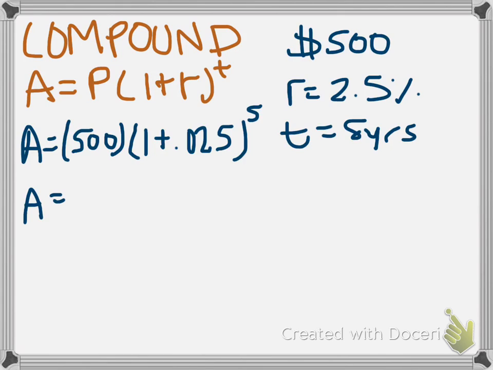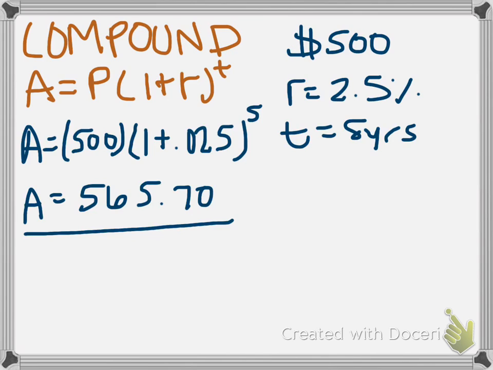Now, you better definitely be using a calculator. So 500 times 1 plus 0.025 to the power of 5. That gives me $565.70. That's the total amount.